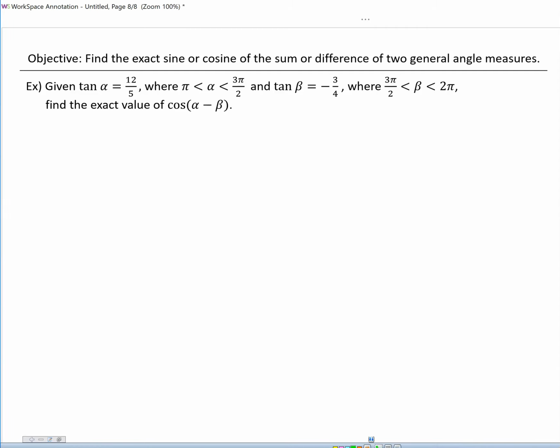All right, now this one, again, we're doing something a little different here. Now we have the tangent of angle alpha, which is given as 12 over 5. We are told that angle alpha is between pi and 3 pi halves, so that is quadrant 3. And we are told that the tangent of angle beta is negative 3/4, and beta is from 3 pi halves to 2 pi, which is quadrant 4.